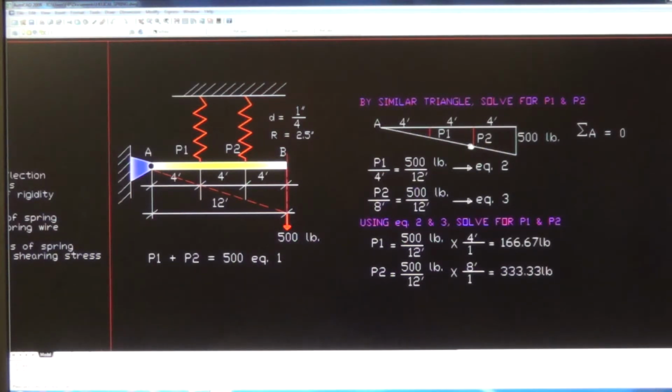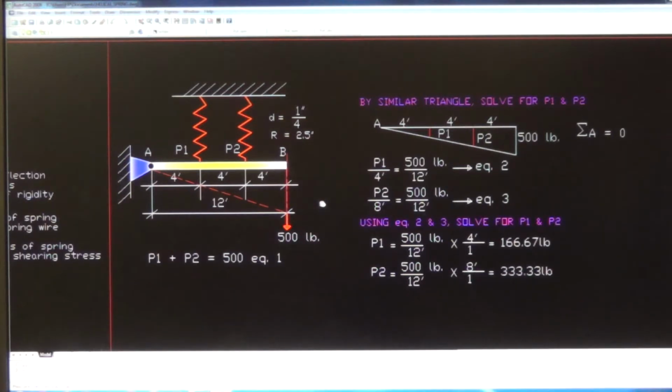Alright. We take the summation of moment at A equals 0, and P1 has a lever arm of 4, so P1 divided by 4 is equal to 500 over 12. That's equation 2. And P2 has a lever arm from A of 8 feet, so P2 divided by 8 is equal to 500 over 12, equation 3.